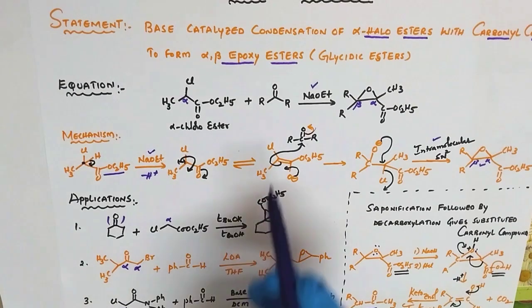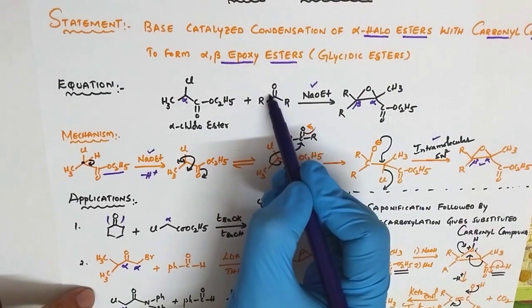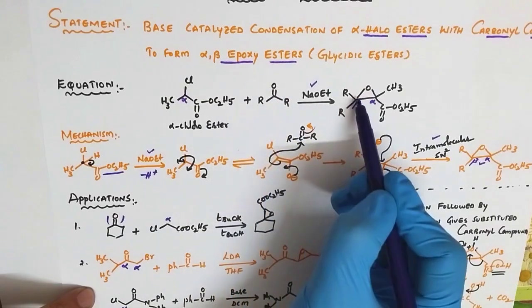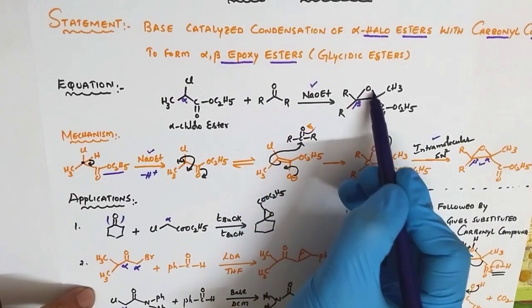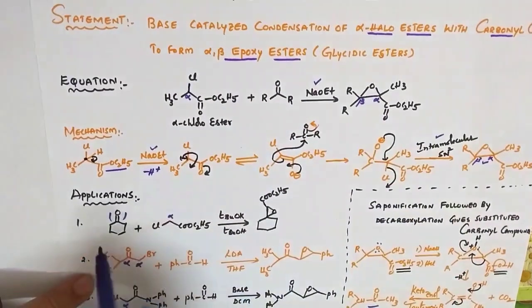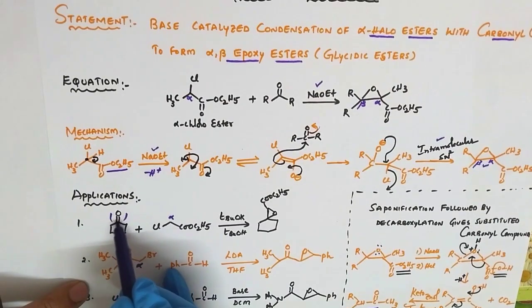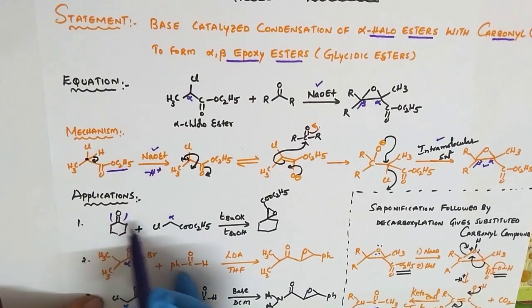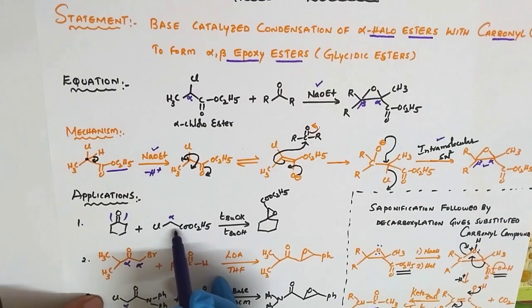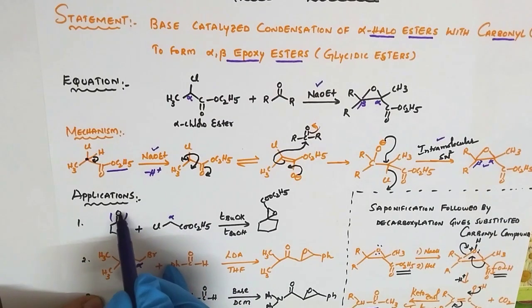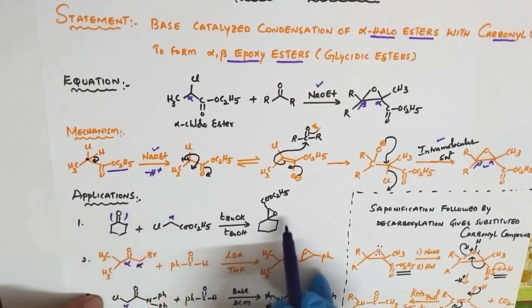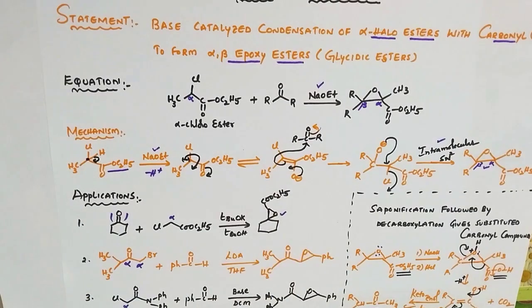So simply what we have observed is that whatever C double bond O is there is converted into a 3-membered ring. Okay, simply see. This is C double bond O, the carbonyl group. That is treated with the alpha halo ester. Simply what we need to do is convert this one into a 3-membered ring.